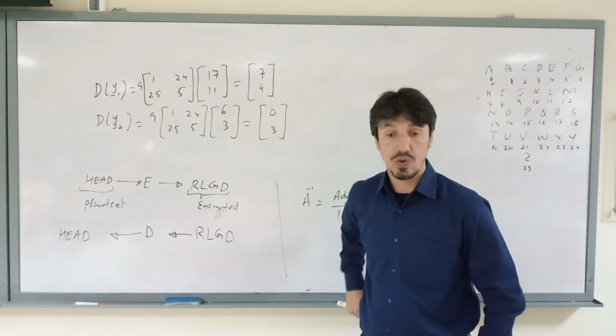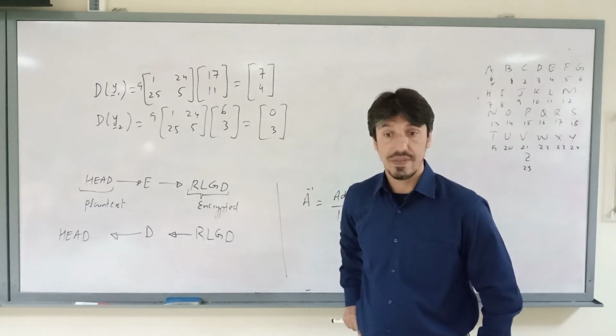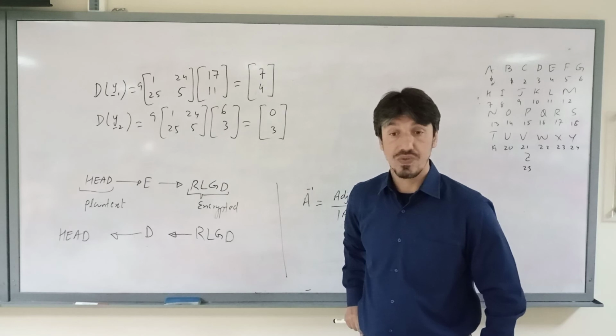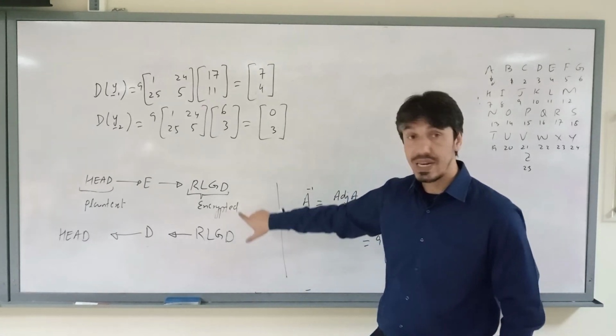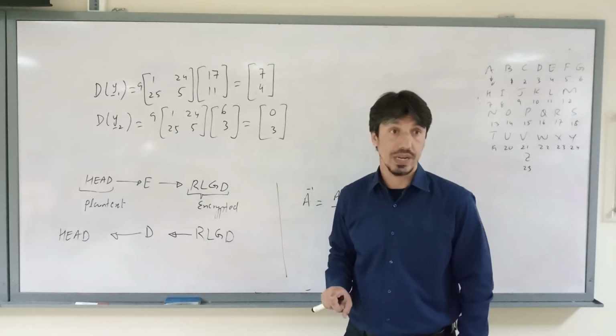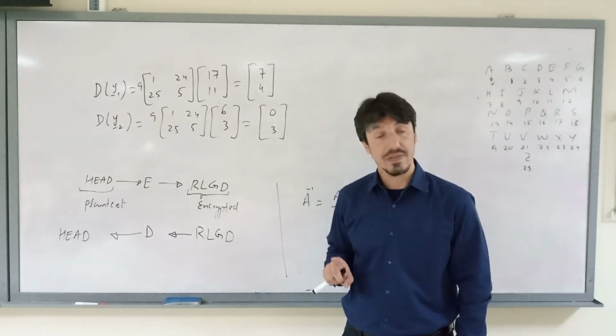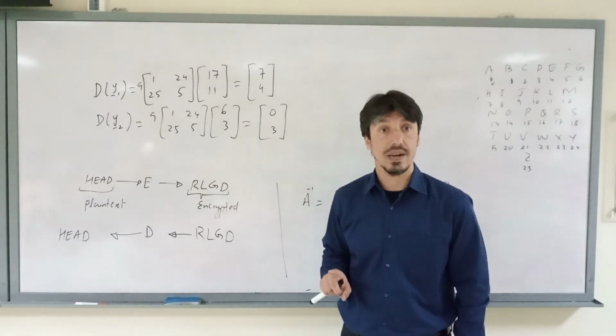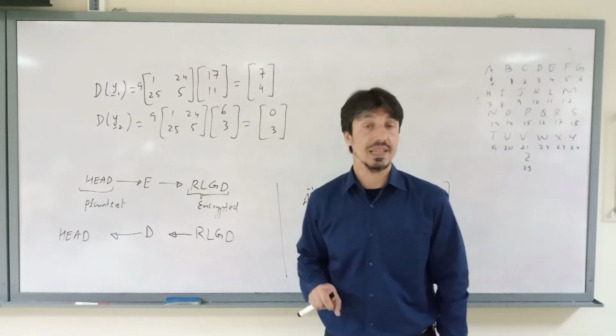As homework, you have to find how many such matrices you can calculate in the affine cipher as well as the Hill cipher as well as the affine Hill cipher.